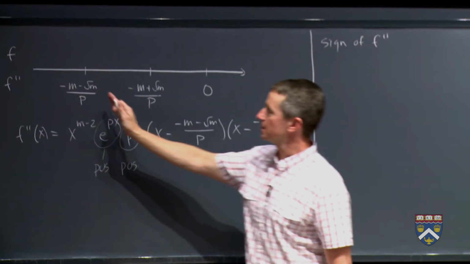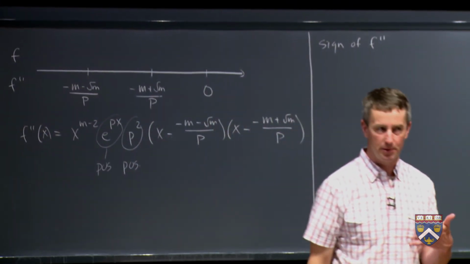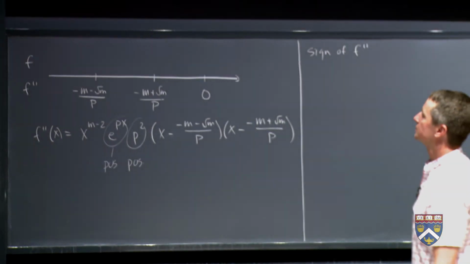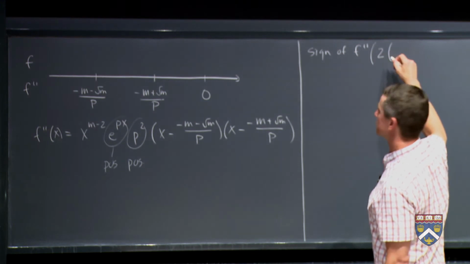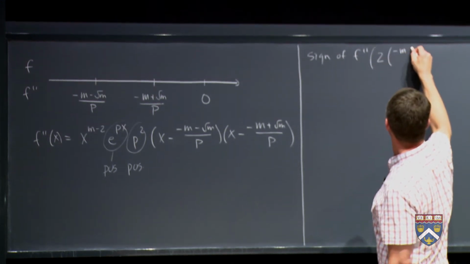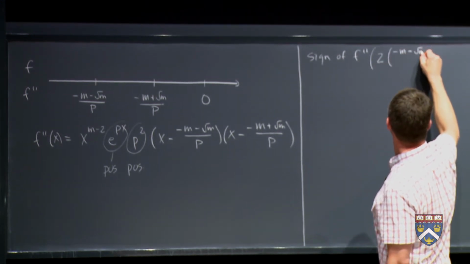I've got to pick a number to the left of this negative. So if you double a number, you move it farther away from 0. So if I double that number, meaning I take 2 times it, 2 times negative m minus root m over p.